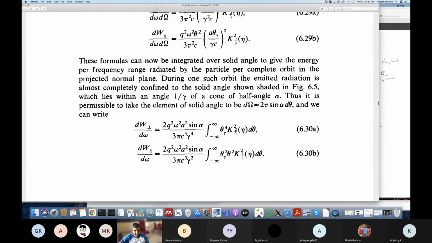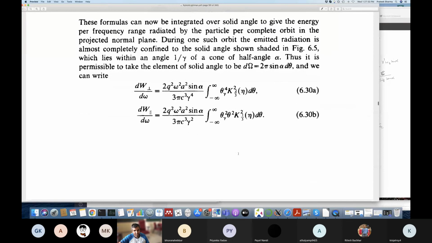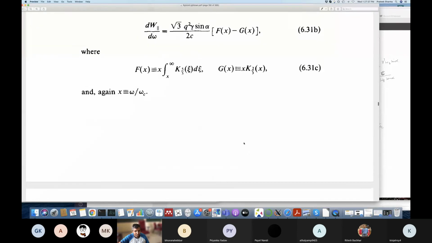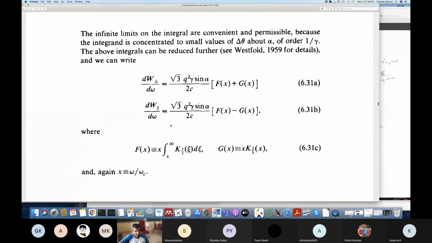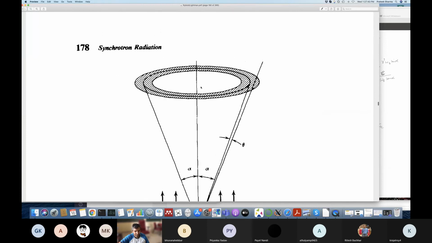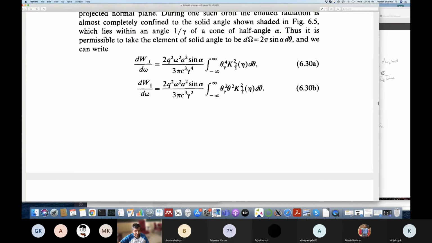Now you are sort of integrating these, right? So this is integrated over the solid angle. Again, this is the same thing as before, but written in slightly different form. This is dW by d omega.